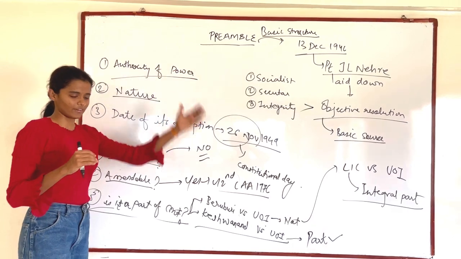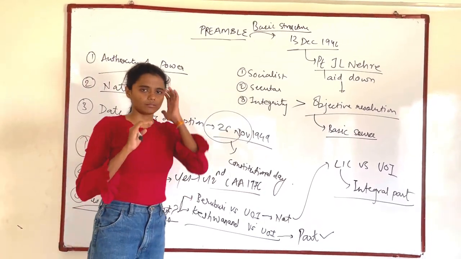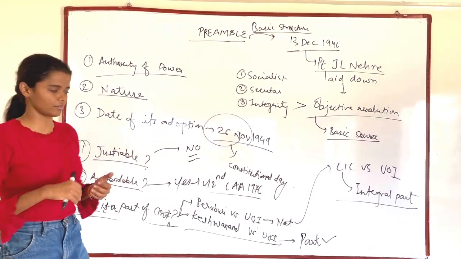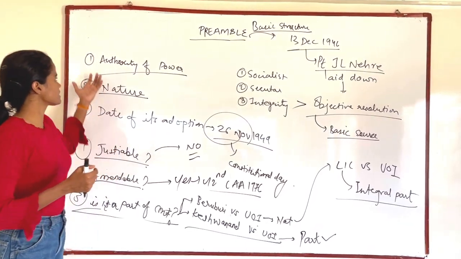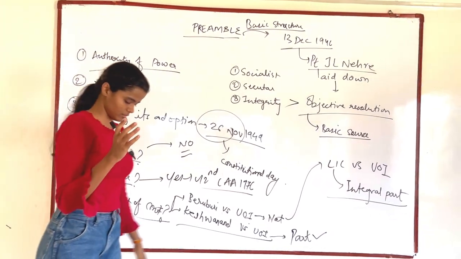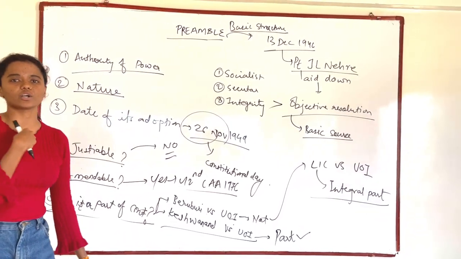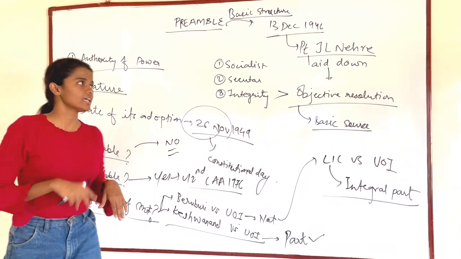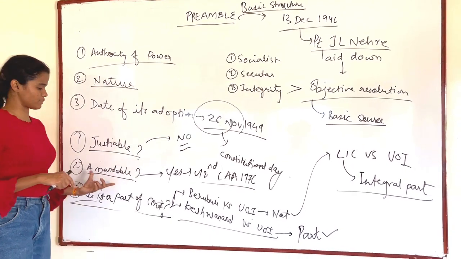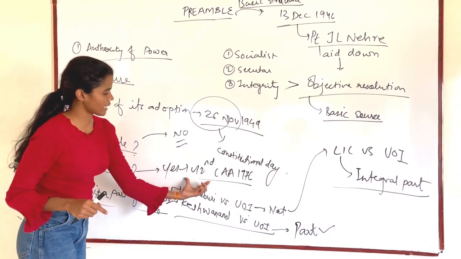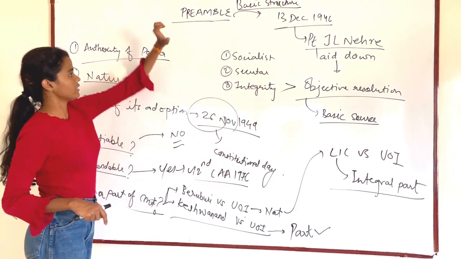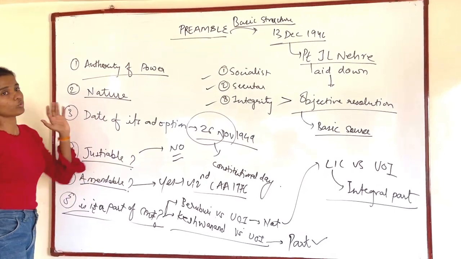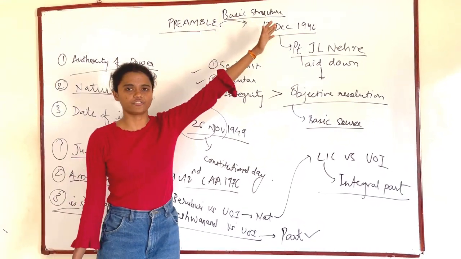Now that we have discussed the preamble, I will tell you what kind of questions may be asked in the examination. First, the source of power in our country is simply the people of India, and we get to know about it through the preamble: the first line says, we the people of India. Second, is it amendable? Yes, it has been amended once, in the 42nd Amendment Act, and three words were added: socialist, secular and integrity. It is amendable, but what we cannot change is the basic structure doctrine.